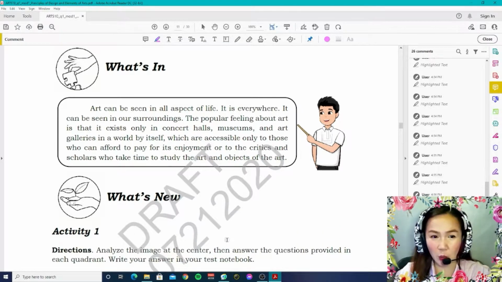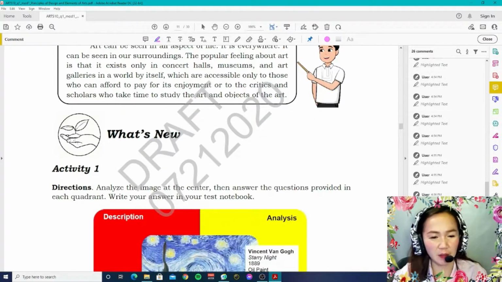Okay. Pero, napakaswerte natin dahil kasama sa curriculum nyo ang art. Diba? And napaka-importante ng art sa buhay natin. Tandaan niyo yan. Kasi sa mundo ng art, you can be whatever you want to be. You can express yourself. And in my opinion, art can teach you how to be human. Okay? So that's it. Now, let's go on.